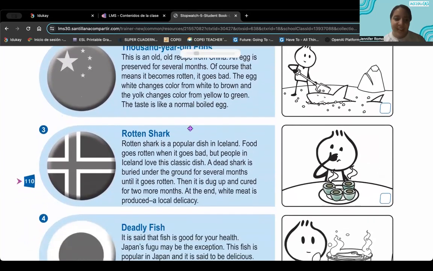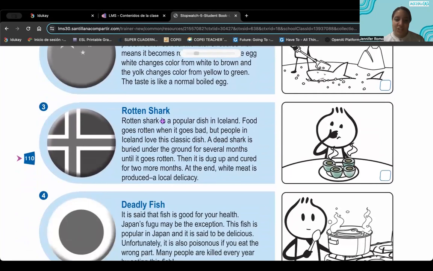Ew. Then we have rotten shark, the same story as the egg. Dice pescado podrido. Rotten shark is a popular dish in Iceland. Dice el tiburón podrido es un popular plato en Islandia. Food goes rotten when it goes bad. Dice la comida se pudre, quiere decir la comida se pone podrida cuando se pone mala. But people in Iceland love the classic dish. Pero la gente en Islandia ama ese plato clásico.